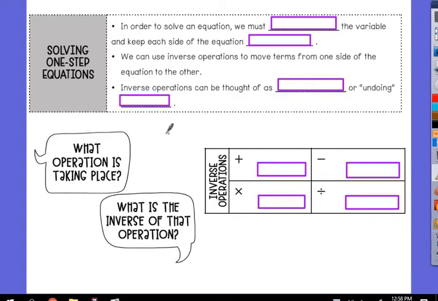Solving one-step equations. Look at the problems at the bottom of the page. You should have started seeing these in 6th grade. Does anybody recall seeing them in 6th grade a little bit? Okay. Let's refresh our memory here. In order to solve an equation, we must isolate the variable.